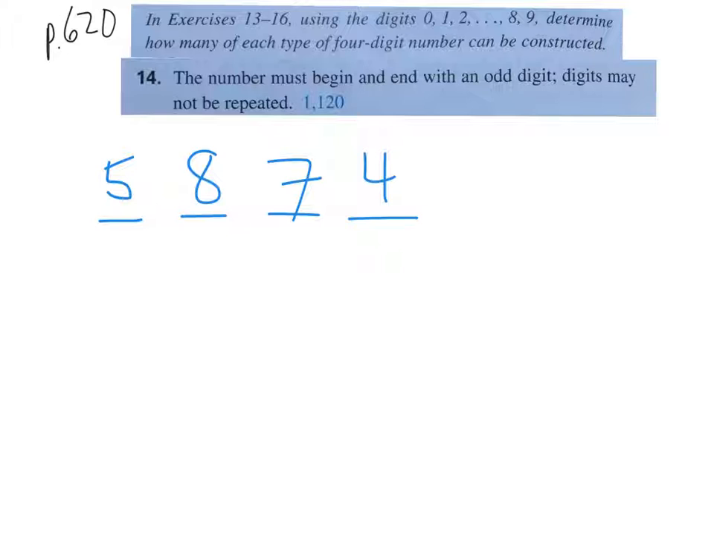Now, first thing to notice is that this is not the number 5,874. Right? We're not actually building a 4-digit number. We're coming up with the number of 4-digit numbers that we can build using those digits, using first and last odd, and not repeating. So each of these numbers, 5, 8, 7, and 4, represent the number of choices we have for each slot. So if we want to figure out the total number of choices altogether, we're going to multiply. So if you multiply these 4 numbers together using that fundamental counting principle, you get 1,120 4-digit numbers.